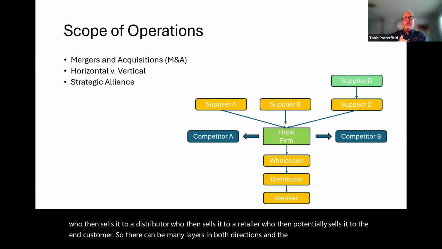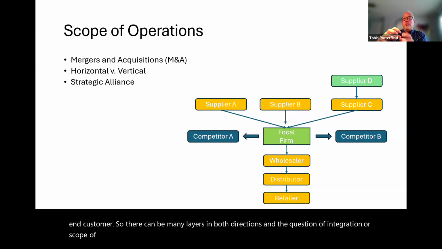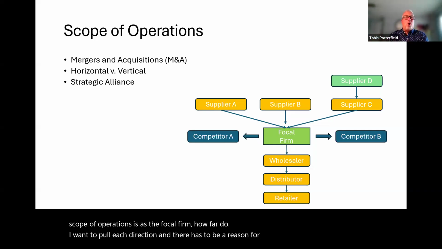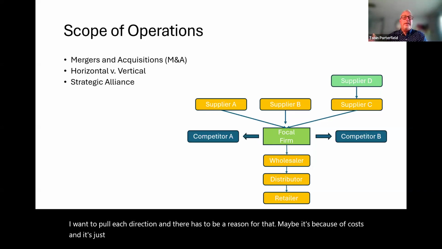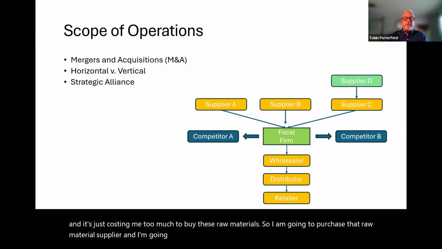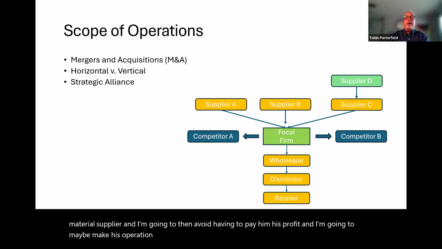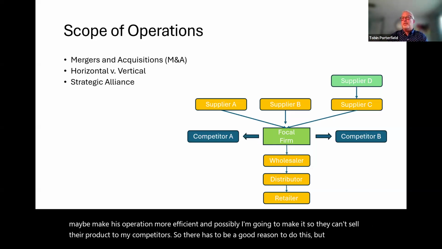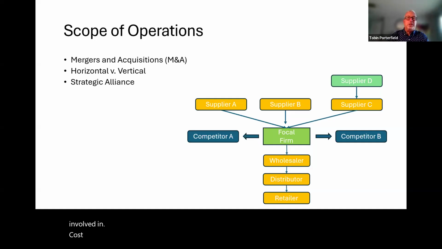And the question of integration or scope of operations is, as the focal firm, how far do I want to pull each direction? And there has to be a reason for that. Maybe it's because of costs and it's just costing me too much to buy these raw materials. So I am going to purchase that raw material supplier, and I'm going to then avoid having to pay him his profit. And I'm going to maybe make his operation more efficient, and possibly I'm going to make it so they can't sell their product to my competitors. So there has to be a good reason to do this, but it's often involved in the cost efficiency or competition space. But let's look at an example.